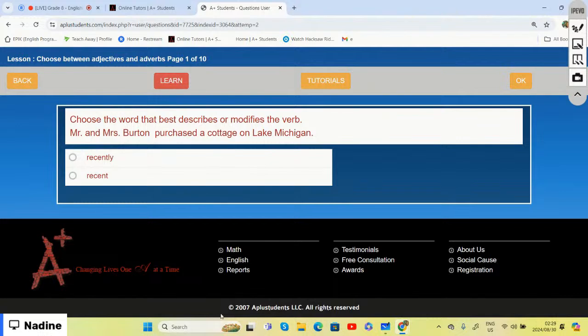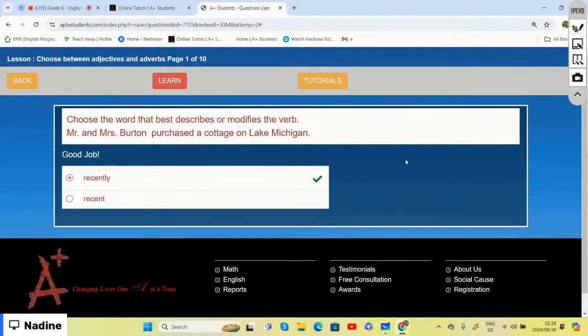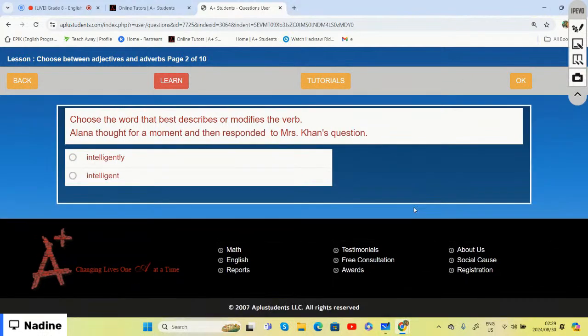And if we were to choose the correct one, we would say that Mr. and Mrs. Burton recently purchased a cottage on Lake Michigan. Recently.